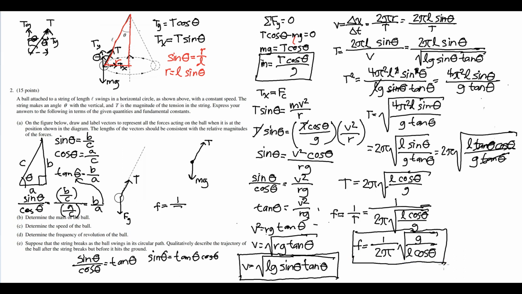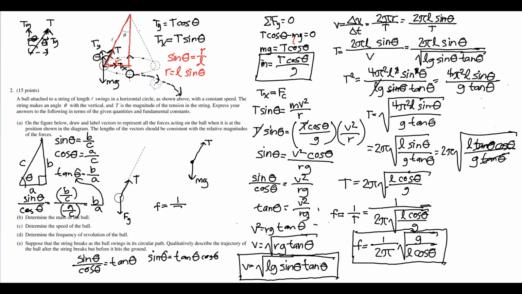Okay, so part E. Suppose the string breaks as the ball swings in its circular path. Qualitatively describe the trajectory of the ball after the string breaks, but before it hits the ground. So they're asking us to pretend the string broke right here. Now, from uniform circular motion, if the string breaks, you lose your tension force. That means you lose your centripetal force. Okay? So the ball will keep on moving in the tangential velocity, like this, before it falls to the ground.